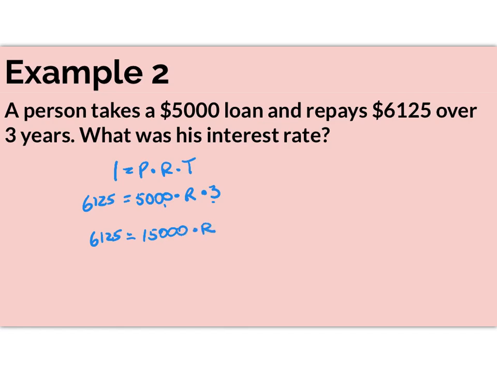So in order to get rid of what's next to the R, you have to do the opposite of multiplication, which is division. And so now the R is 0.408, and a lot of numbers behind that. To turn a decimal into a percent, you have to multiply by 100, so we get 40.8%. And that is a high interest rate. Oof.